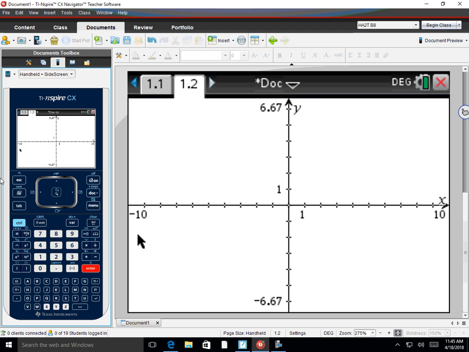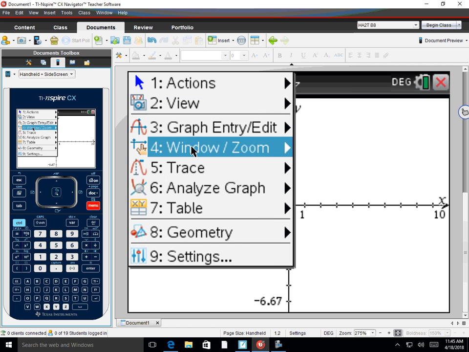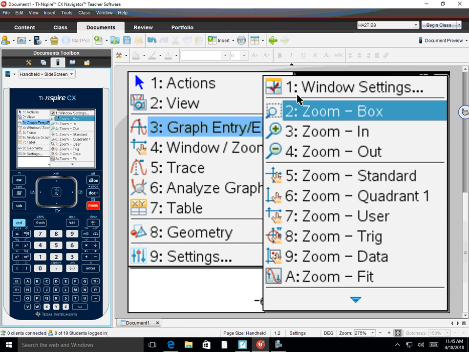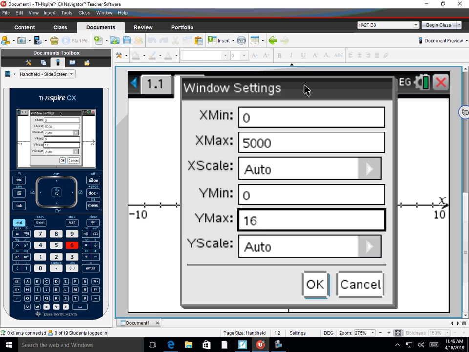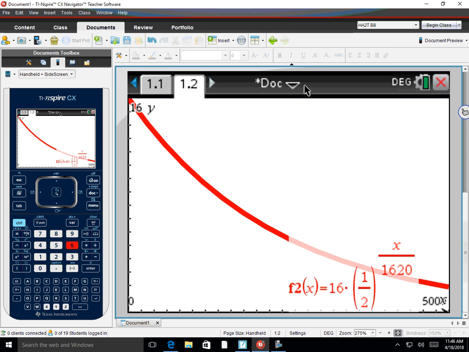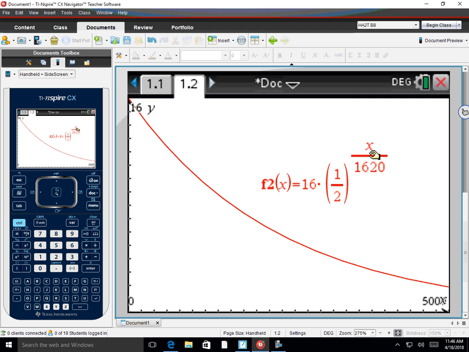Okay, again, we're going to need to play around with our window. Menu, window zoom, window settings. So we want 0 to, what do they suggest? 5,000 years. And Y minimum is going to be 0. What's Y max going to be? 16, because we're starting with 16. It's only going to go down from there. All right, and so I get this graph. Do you have a graph that looks like this?